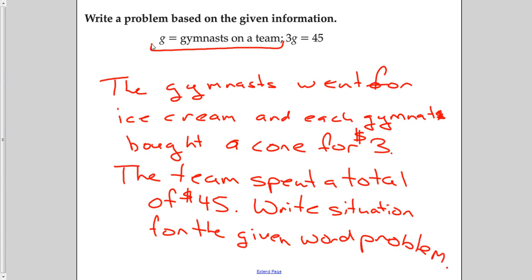And if you made a good problem, this could be used on a test. You can use it for yourself to practice, and you get practice in translating and trying to figure out how to write a problem based on the given information.